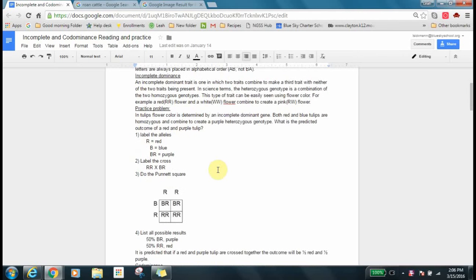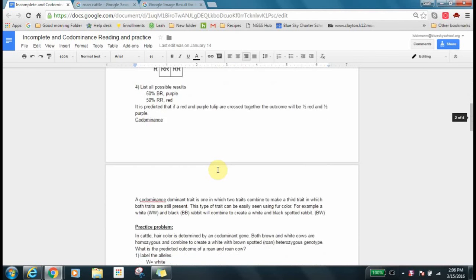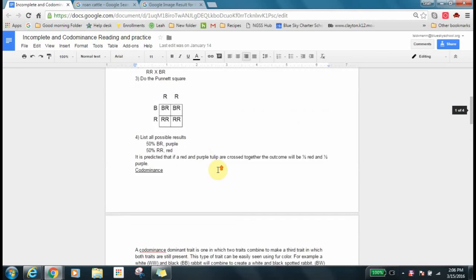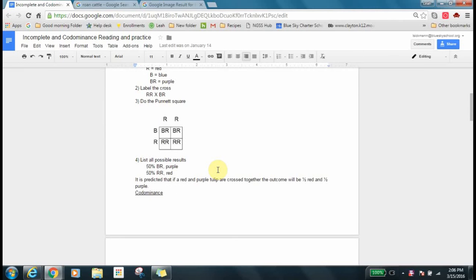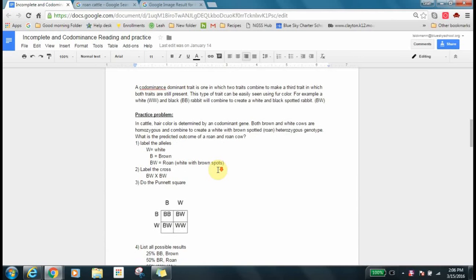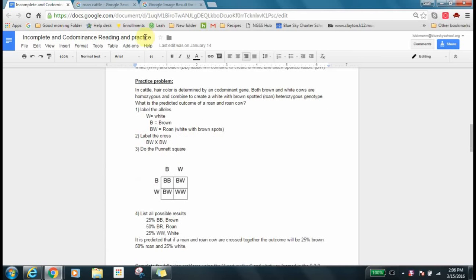Another example, and they'll talk about it a little further down here, is when you have maybe a purple and a red for flowers, but you end up with a blue flower. Okay, crossed like that. And there are some practice problems dealing with roan cattle.